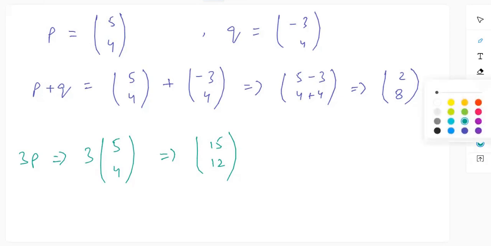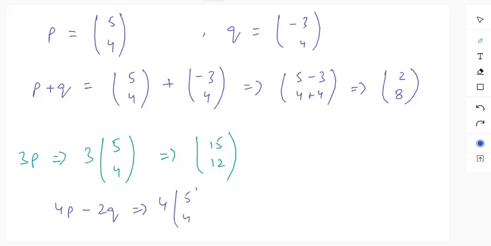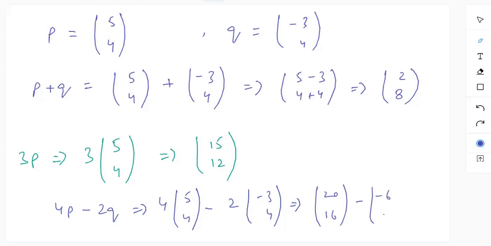Now let's say you had to find something like this. You had to find 4p minus 2q. How do you find this? You say it's 4 multiplied by 5, 4 minus 2 multiplied by q vector is minus 3 and 4. Now you first do the multiplication. Multiplication कर लेते हैं. 4 into 5 and 4. 4 into 5 is 20. 4 into 4 is 16. Minus what? Minus 2 into minus 3, which is minus 6. 2 into 4, that is 8.